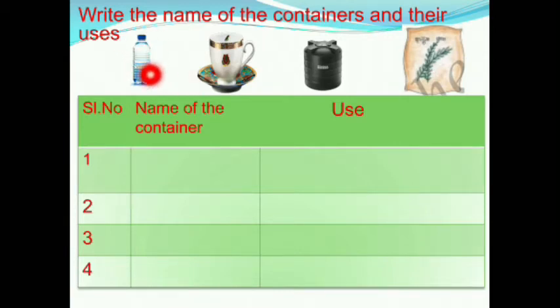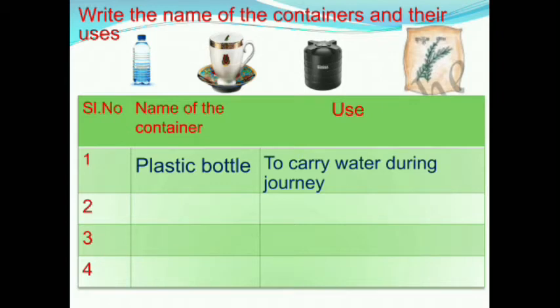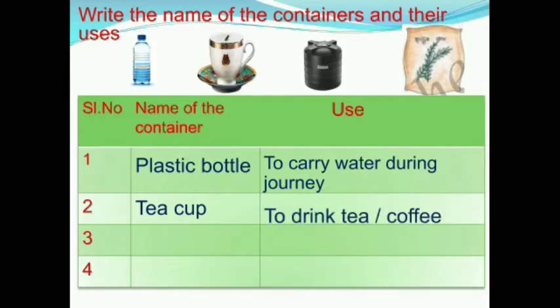Look at this picture. What is this? Yes, plastic bottle. Why do we use this? Yes, to carry water during a journey. Look at this picture. What is this? Yes, teacup. Why do we use this? To drink tea or coffee. Look at this picture. What is this? Yes, syntax. Why do we use this? To store water.